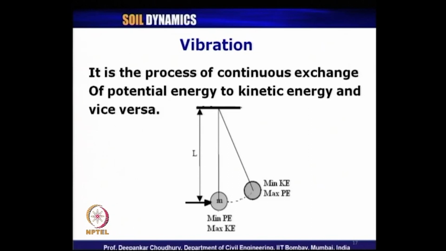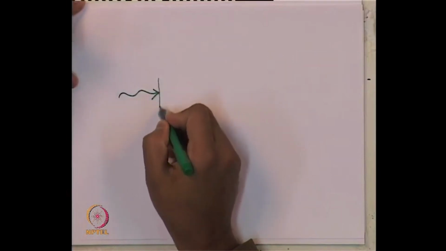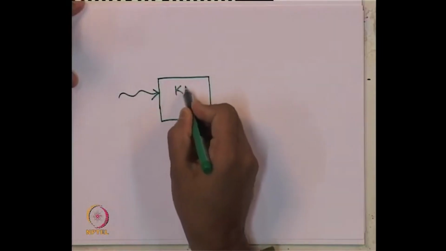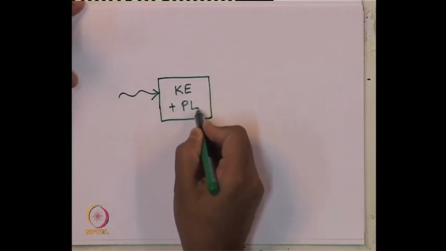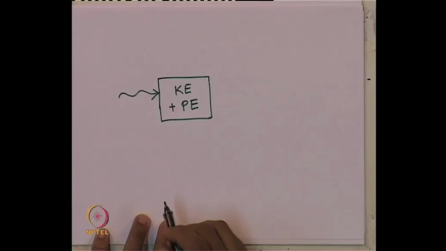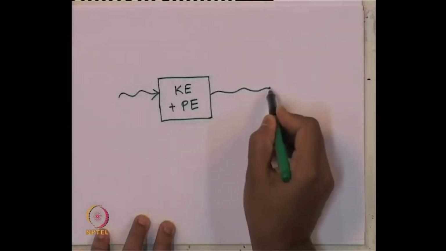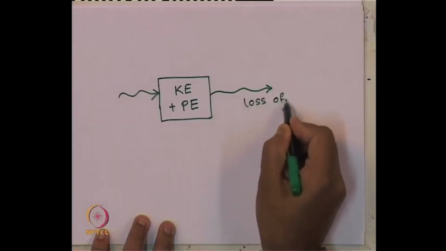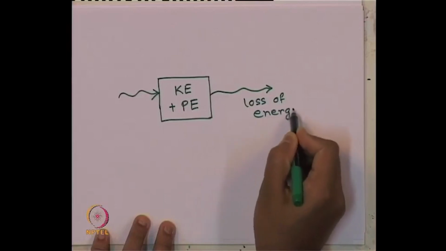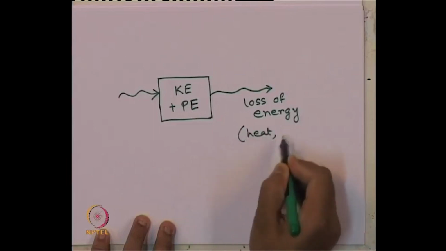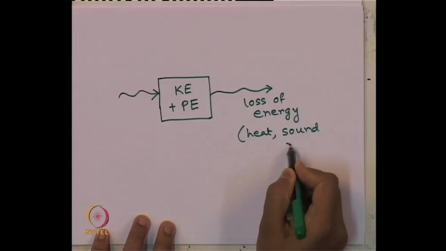So, what happens during the process of vibration? Due to the application of the dynamic load on any system, we have kinetic energy plus potential energy, the sum of which should remain almost constant in any system unless there is any loss of energy. There can be some loss of energy also during this process of vibration, and that loss of energy can be in terms of heat, sound, etc.